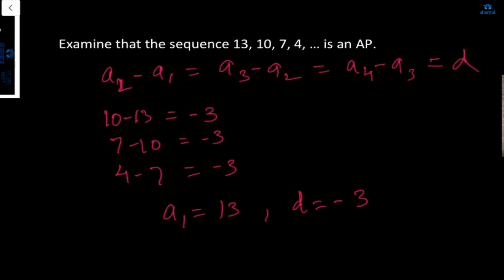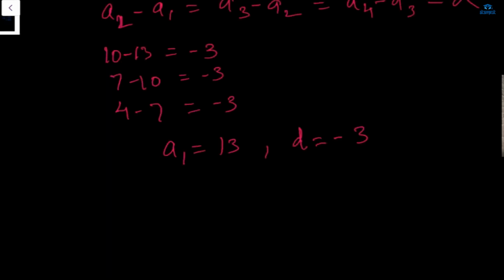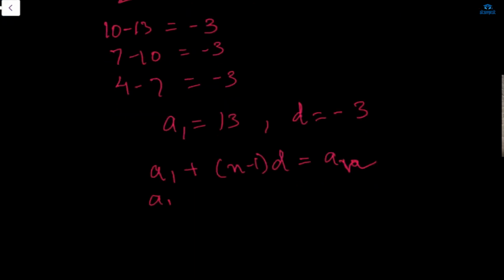Common difference and the first term are important in your arithmetic progression to find any nth term. You can find any term in the AP by this. For example, if I ask you to find the 10th term of this AP, how can you find it? Simply, what is the formula? An is equal to A1 plus (n minus 1)d. Now, since I am asking you the 10th one, A10 is equal to A1 plus 9d.